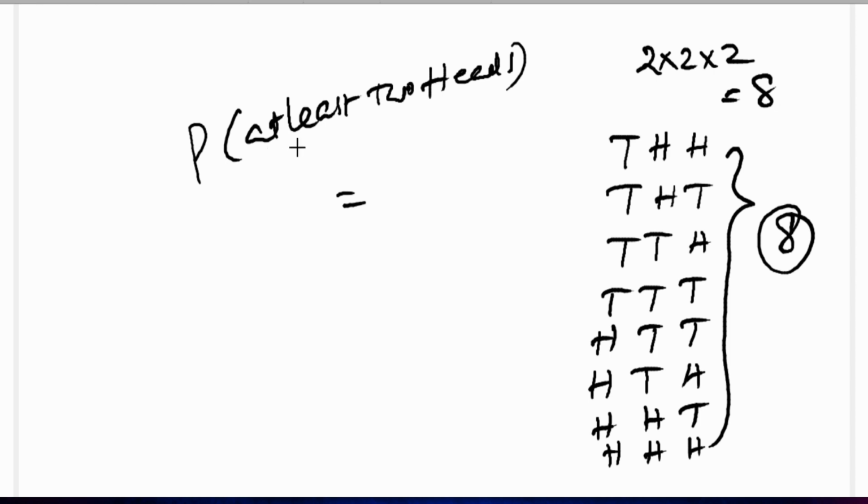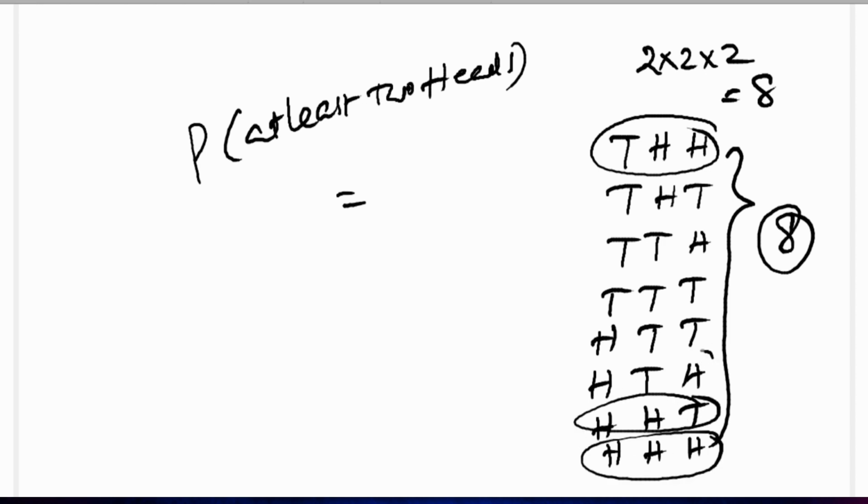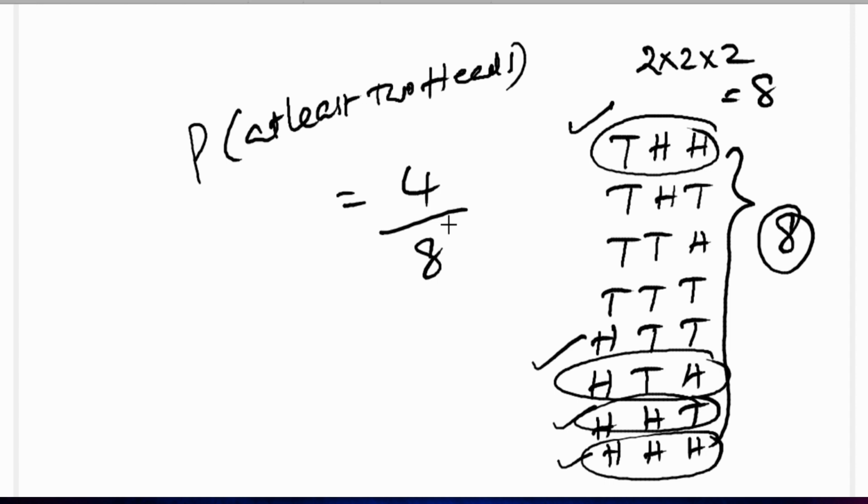At least 2 heads means here 2, here 3, here 2. So how many favorable outcomes? 1, 2, 3 and 4. So 4, but the total outcomes is 8, that is 4 by 8, that is 1 by 2. Clear? Okay.